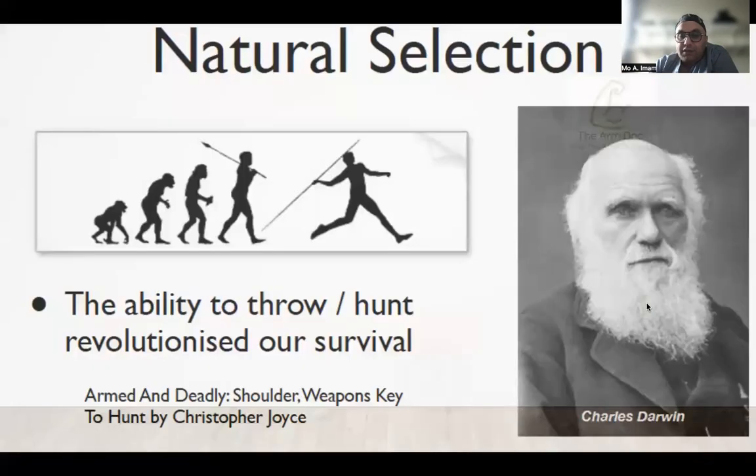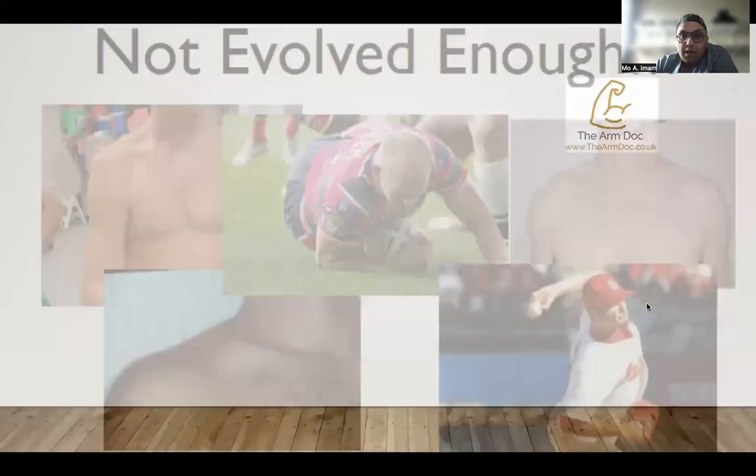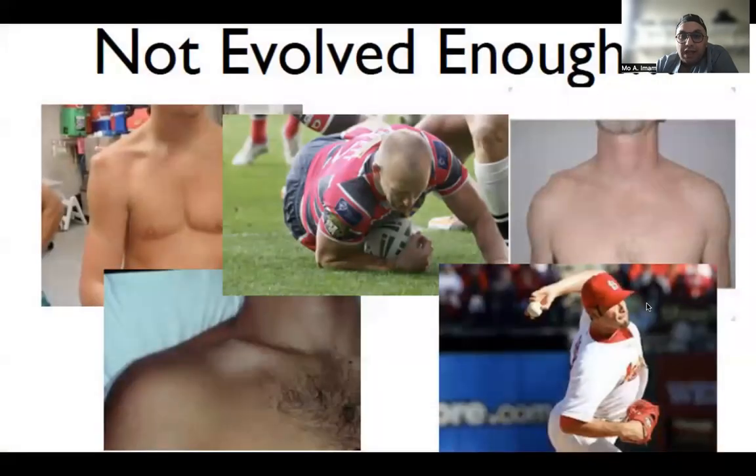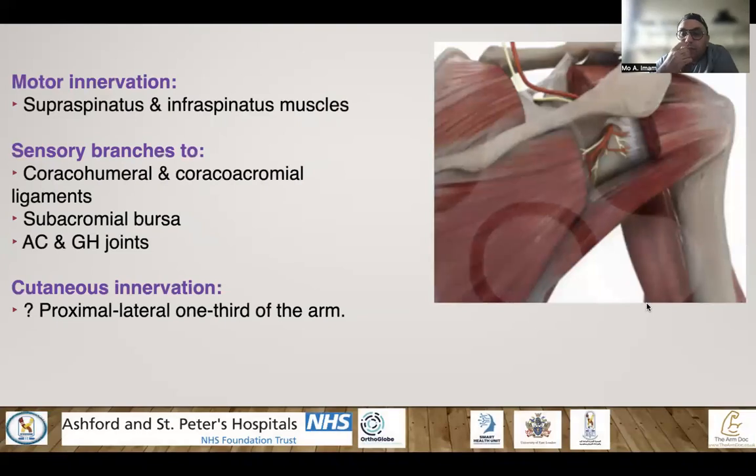Basically, we haven't evolved as humans as much as we think we are. And unfortunately, our demands have significantly increased over the last few decades. And that's why we're starting to see more of different problems, especially in shoulders. And it is important to understand the suprascapular nerve anatomy in order to be able to treat these problems.